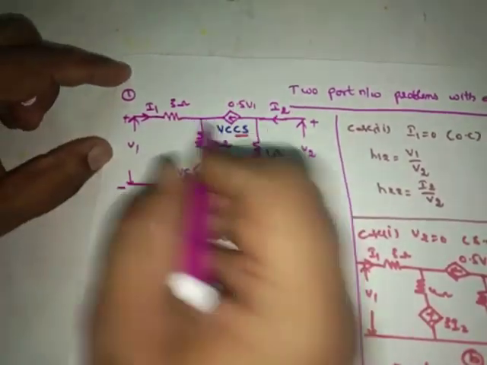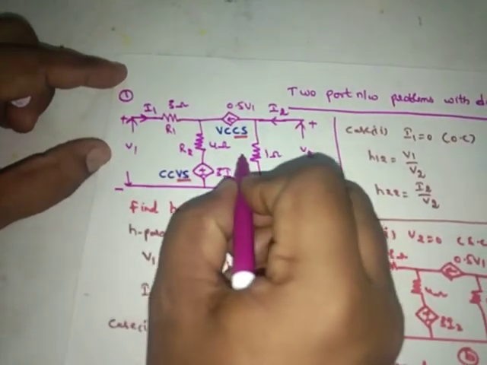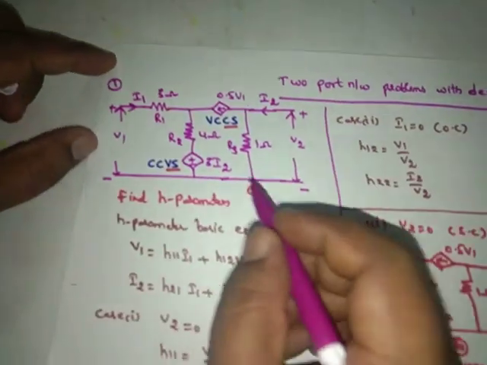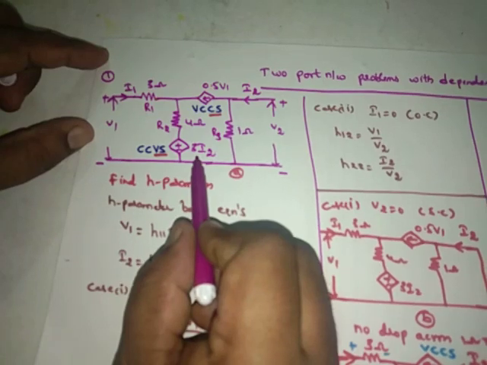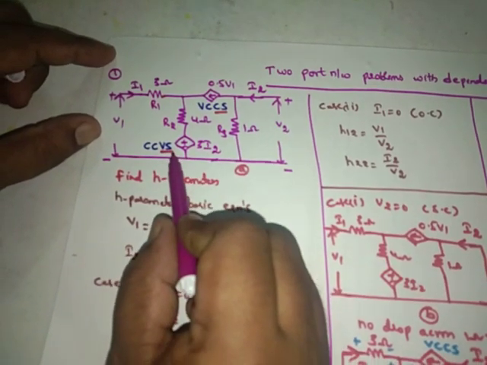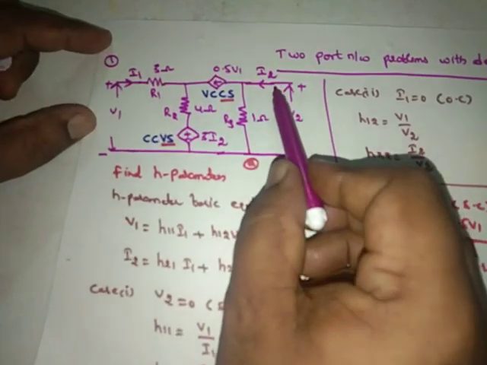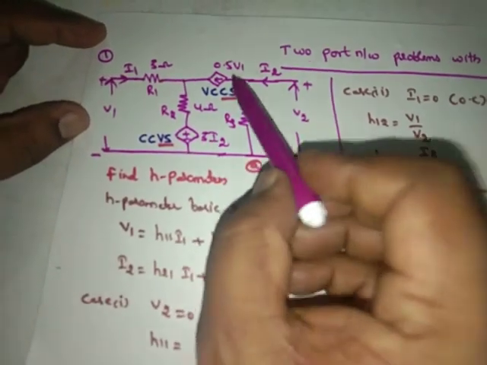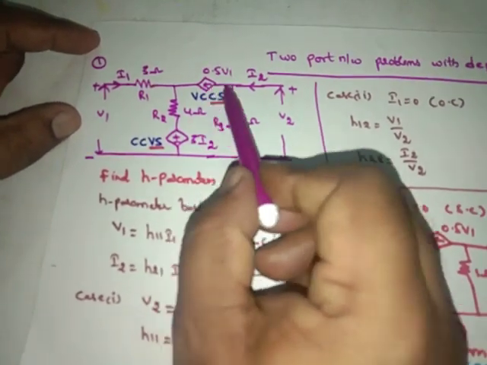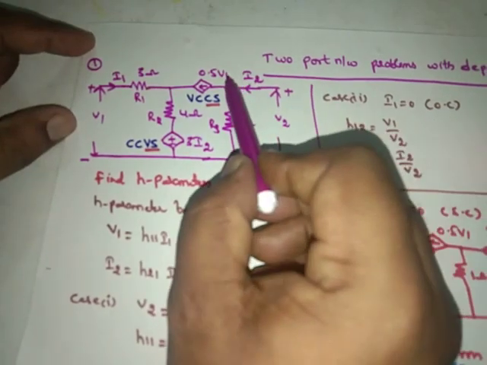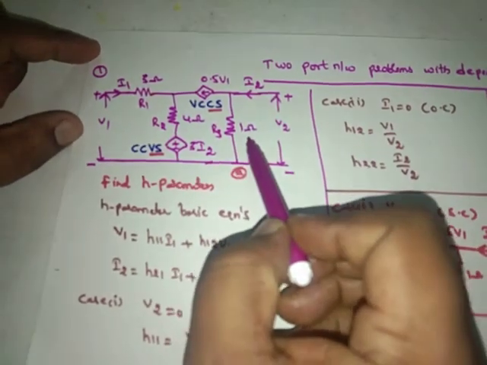There are three resistors in this network, R1, R2, R3. This is a current controlled voltage source, whose value is 3I2. This value depends upon the current I2. Similarly, it is a voltage controlled current source, a current source whose value depends upon V1. And R3 is a 1 ohm resistor.